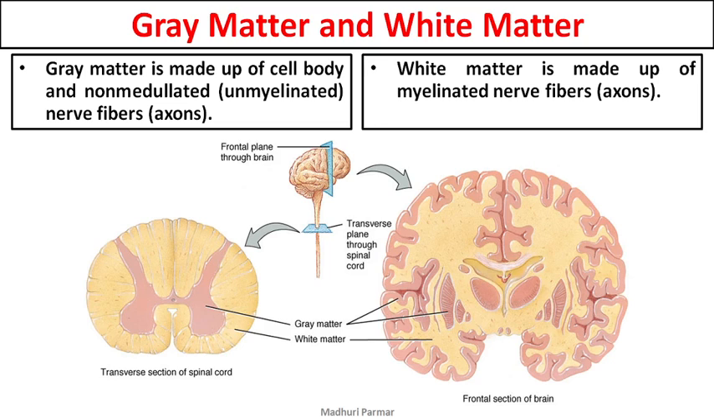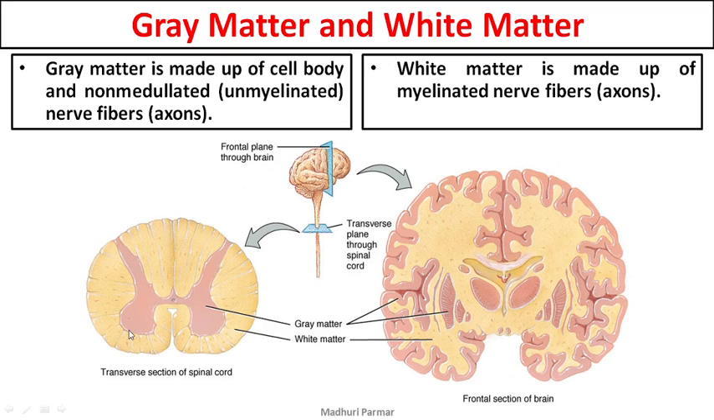So what is gray matter made up of? It is made up of cell bodies and non-medulated nerve fibers. Just focus on each of these terms. Non-medulated is just another word for unmyelinated. We saw myelinated and unmyelinated yesterday. Non-medulated means unmyelinated: there is no myelin present. Where is this myelin not present? It is not present on the nerve fibers. Nerve fibers are nothing but axons. Clear? So what are we talking about here?